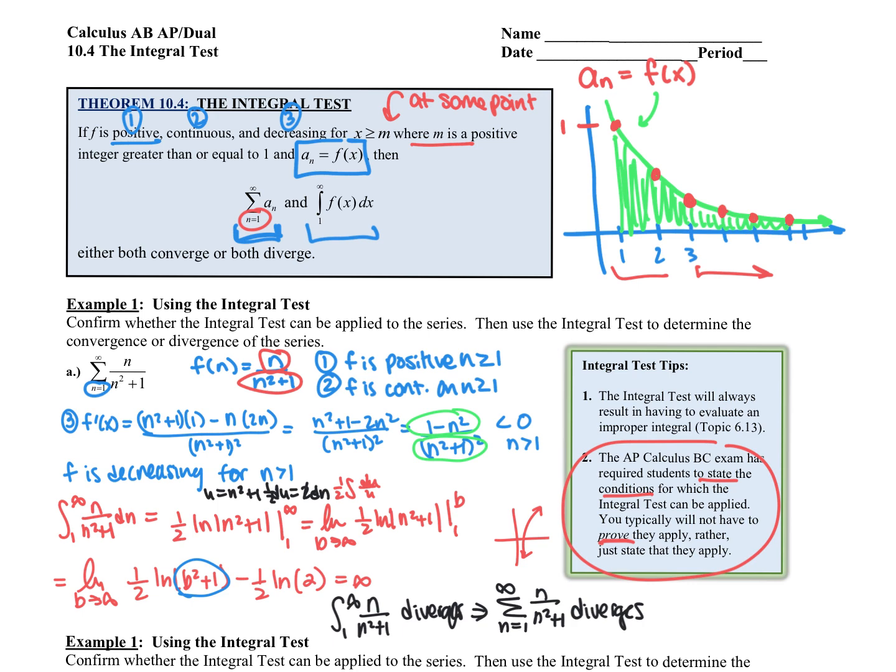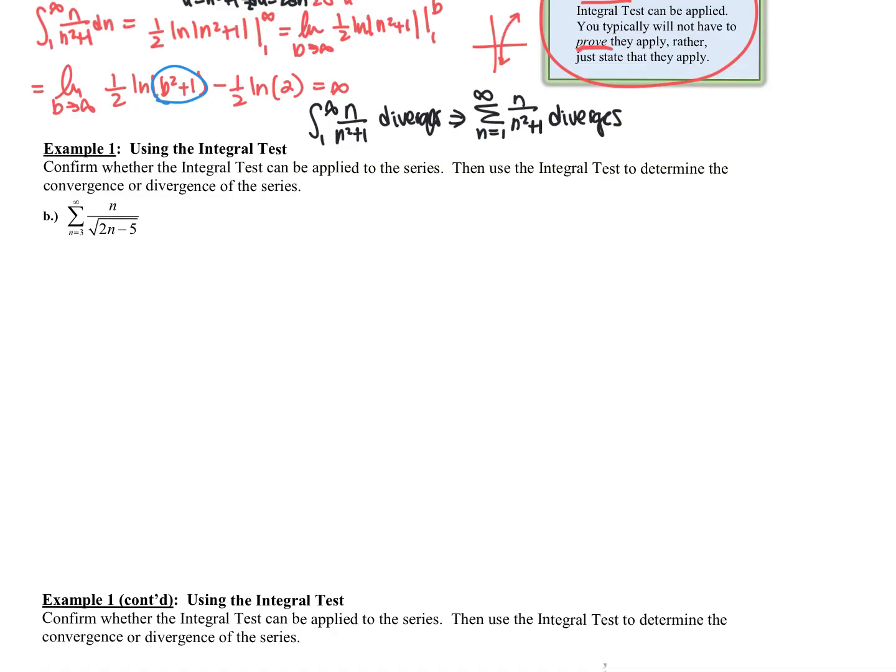Okay, so let's look at another example. For this example, first we'll check the three things. So one, let's talk about f of n being equal to n over the square root of 2n minus 5. So we can check to see if f is continuous, positive first. So this guy down here will only be defined when n is bigger than 3, because you would have a negative under the radical. So that's why this series starts at 3.